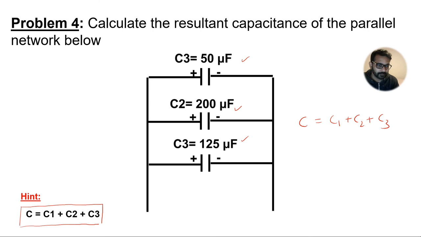Let's say this is C1, it is 125 microfarads, C2 is 200 microfarads and C3 is 50 microfarads. So they all are in the same unit, so we don't need to convert the units. We can directly add them together. So 125 plus 200 plus 50 altogether comes out to be 375 microfarads. One thing to note, since we have not converted the units, the final answer will also be in the same unit, microfarads.